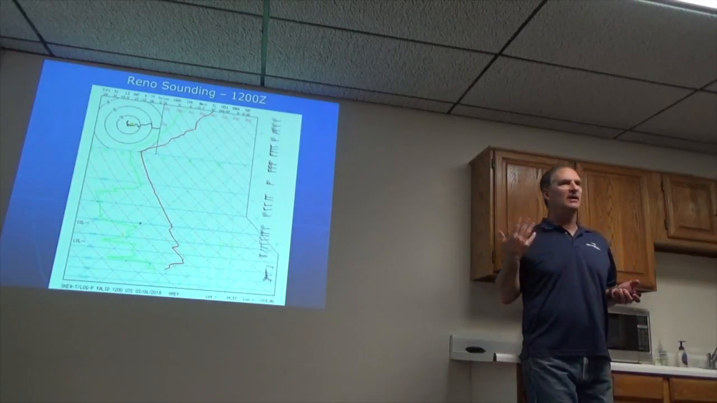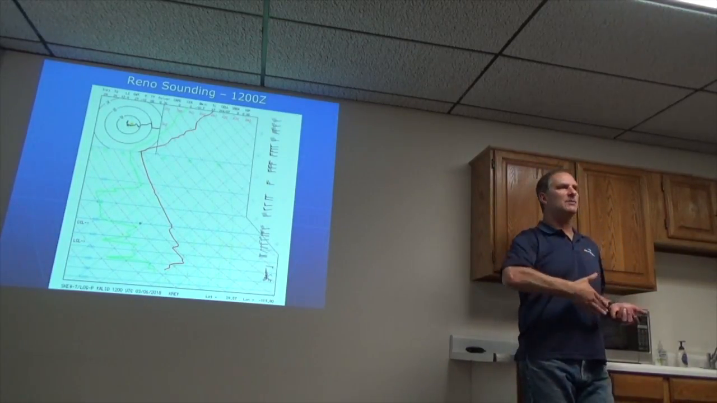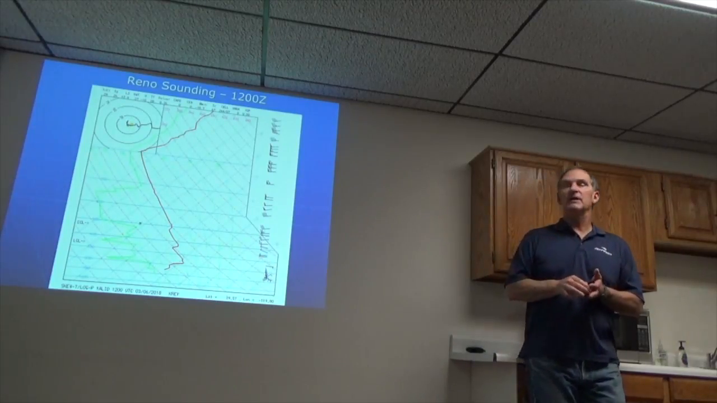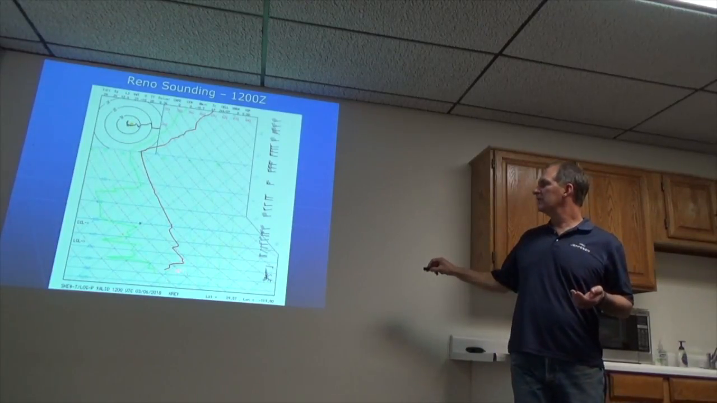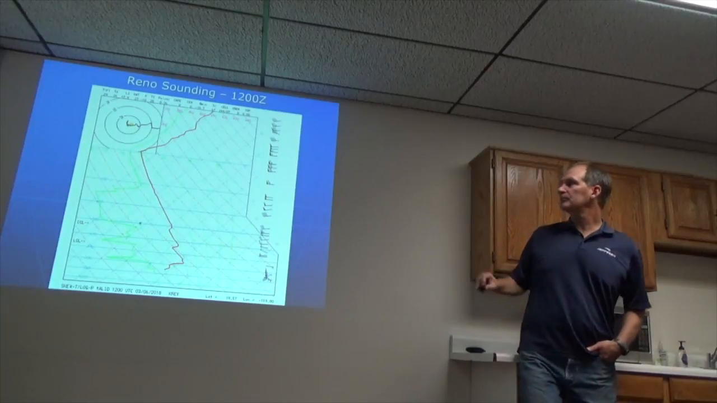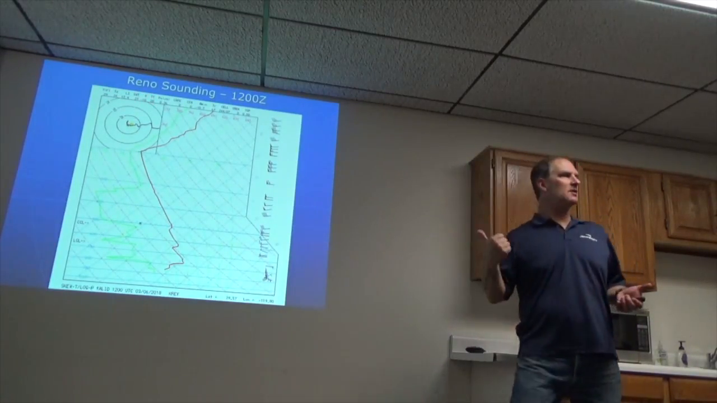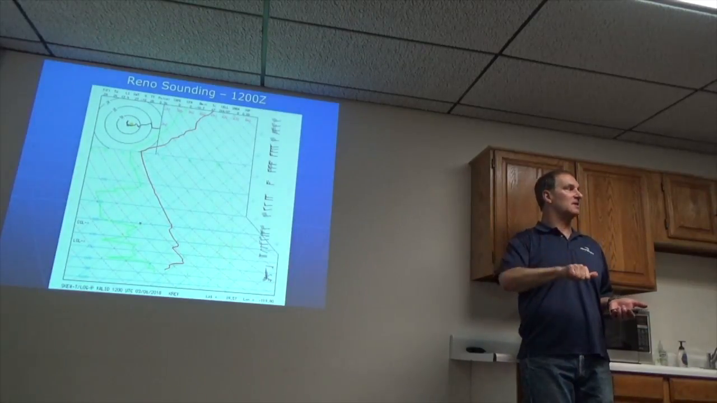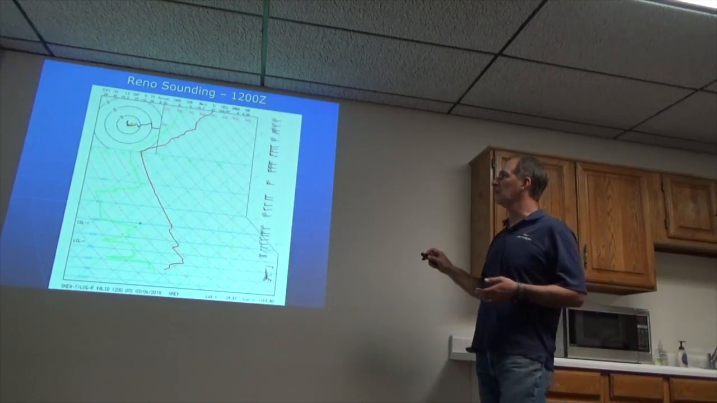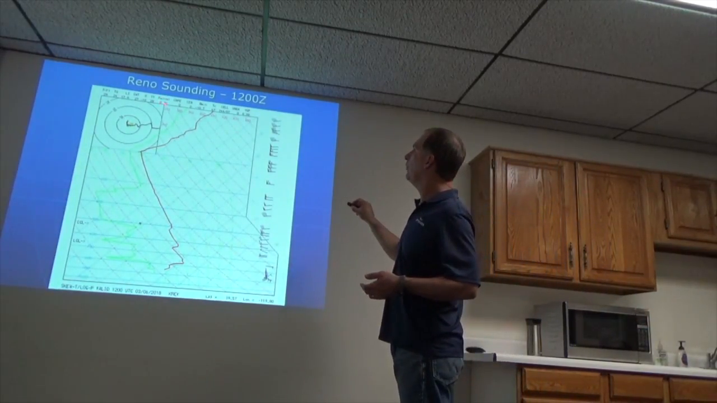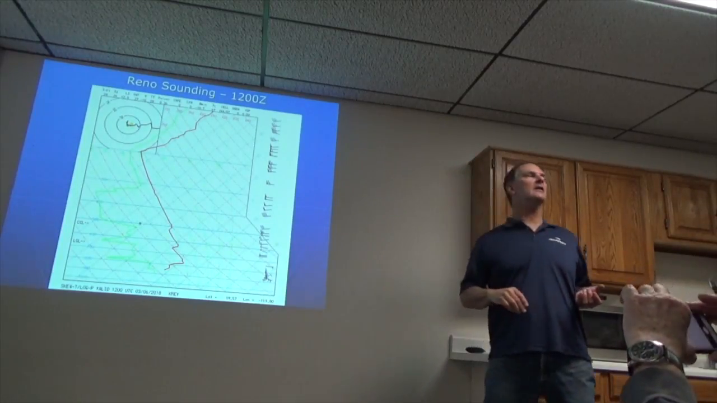Remember, we wanted lifted index to be negative for the atmosphere to be unstable. 17.9 tells us this atmosphere is pretty darn stable. We also have the K-index, -10. Remember, we wanted K-index to be high for thunderstorms. This is negative, not a good thunderstorm. And our precipitable water, 0.36 centimeters.